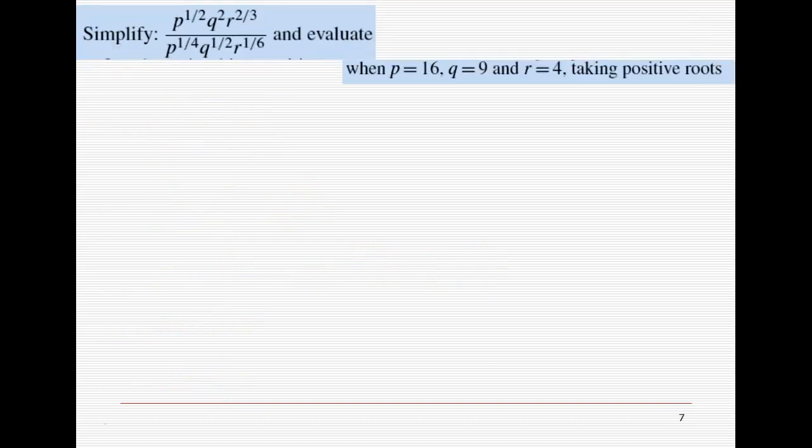Another example to apply the same thing, but you all can see here the indexes have some fractions, so that is to be simplified by using the first and second index laws, but with a bit more simplification since we have fractions to deal with. So if I do the same operation as I did previously, p to the power half times q to the power 2 times r to the power 2 over 3, divided by p to the power 1 over 4, q to the power 1 over 2, and r to the power 1 over 6.